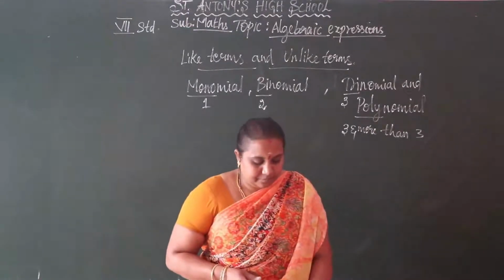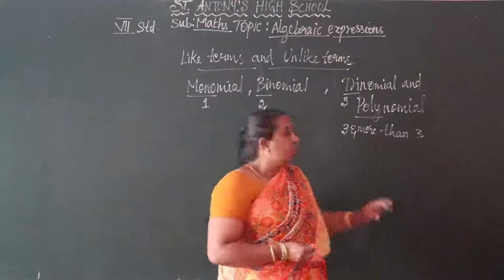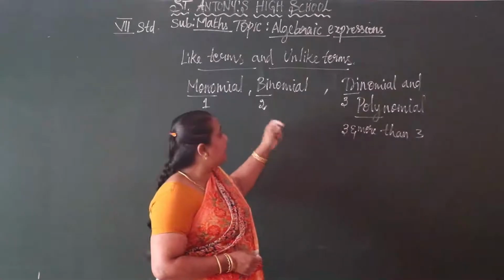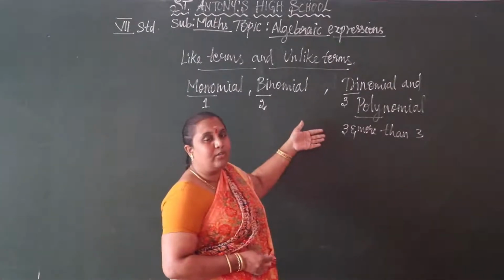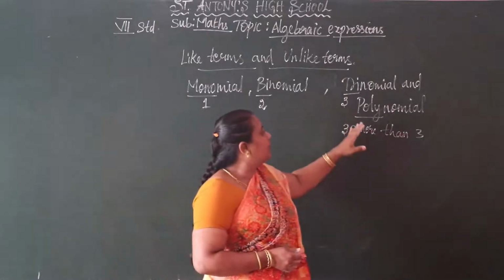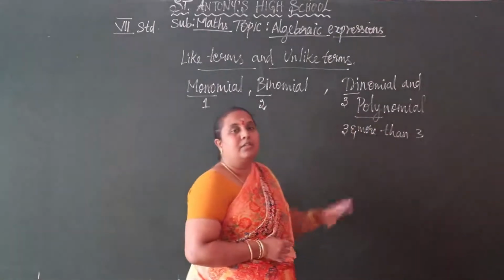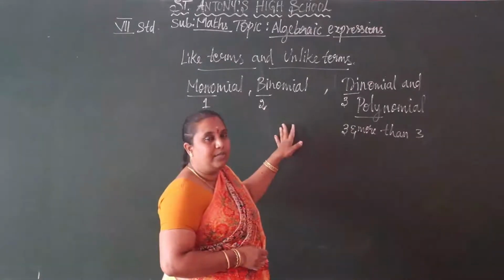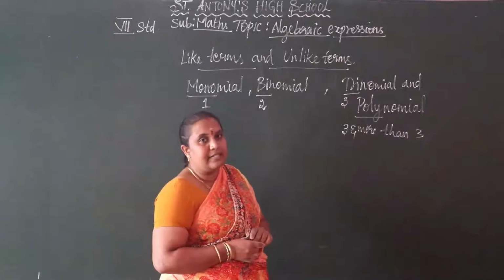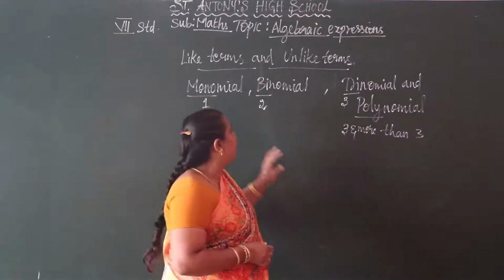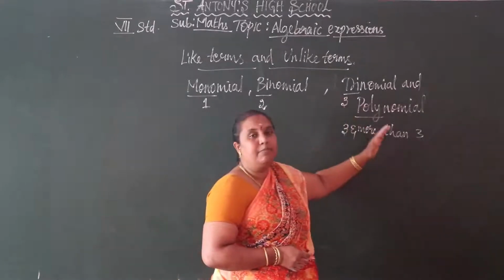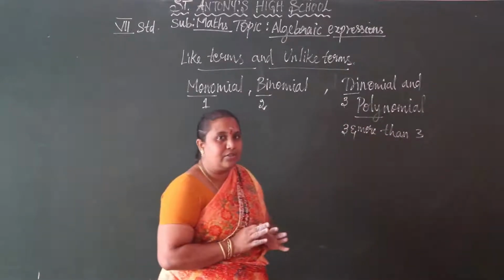See here, in your textbook it is given, the definition of polynomial is 1 or more terms, or we can say 3 or more than 3. 2 terms we can say it is a binomial. 3 terms is a trinomial, or you can say it is a polynomial. So here monomial, binomial, trinomial and polynomial. Are you clear in this, children?